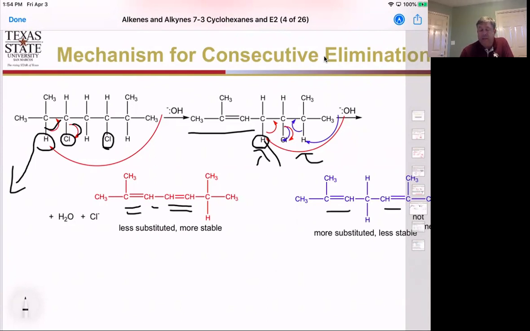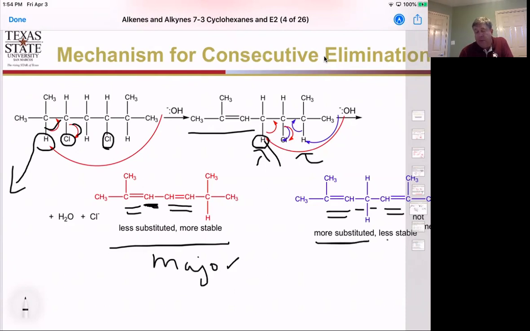So these are isolated, they're not electronically connected. These have two sigma bonds in between these two double bonds, and this has one sigma bond in between those two double bonds, and therefore this is the less substituted but more thermodynamically stable and major product, and this is the more substituted, less thermodynamically stable minor product.